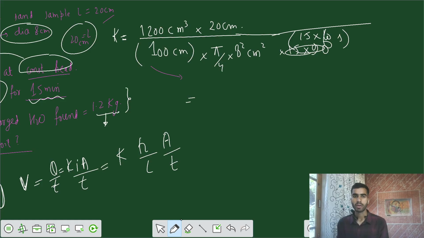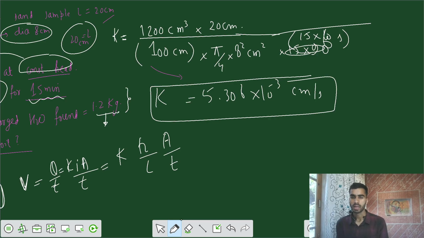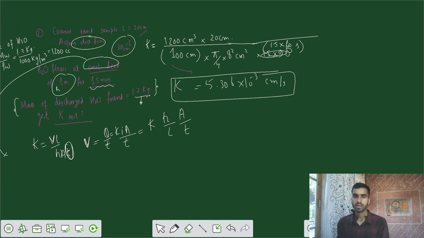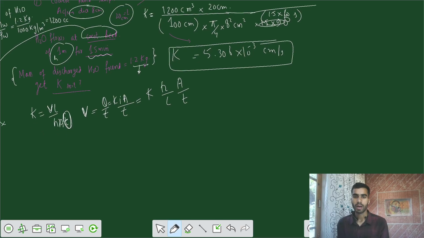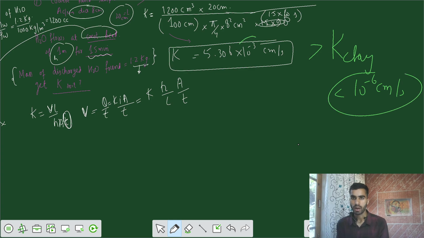From that, we get the value of permeability K equals 5.306 into 10 to the power minus 3 centimeters per second. Since this is sand, our value is more compared to clay, because the value for clay was in the order of 10 to the power minus 6 centimeter per second. So we have a higher value here for sand.